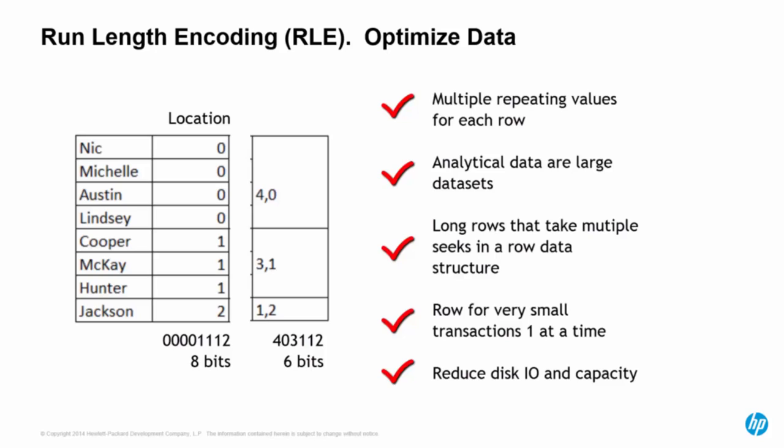So for example, location 0 could be Utah, location 1 could be Virginia, location 2 could be California. Utah, California, Virginia, and there may be lots of people in your data structure that have those location traits, all right? So when we have multiple repeating values for each row, that's one of the critical things and where RLE comes in handy. Analytical data with large data sets.